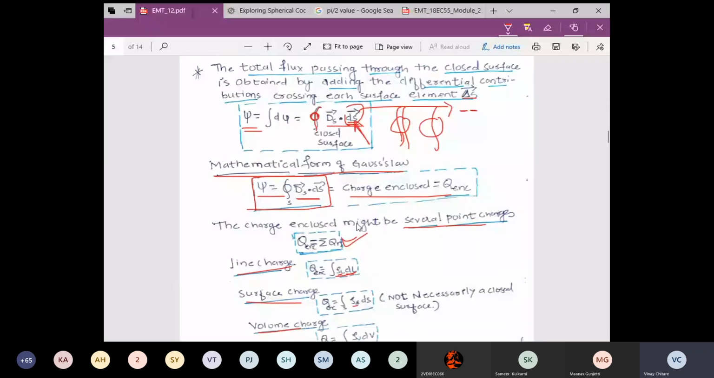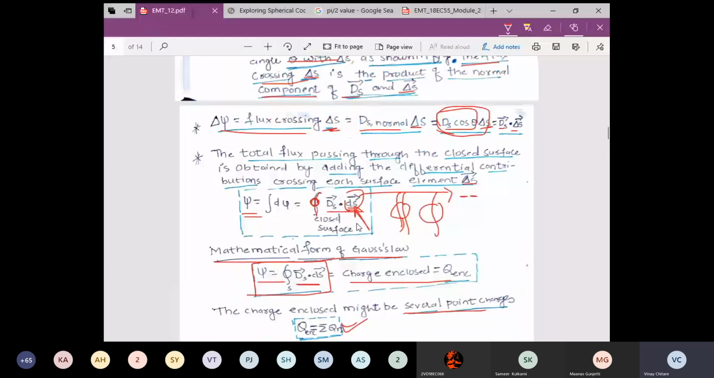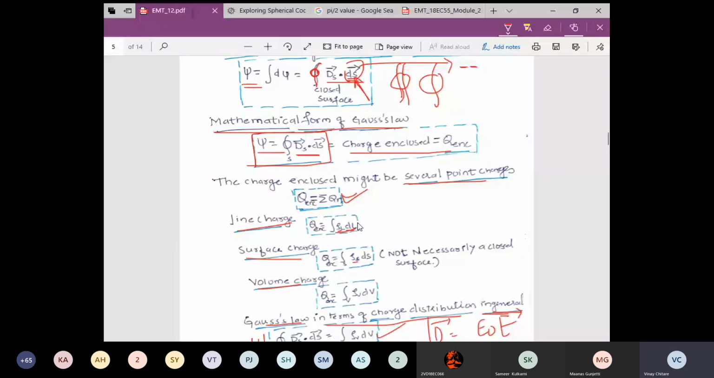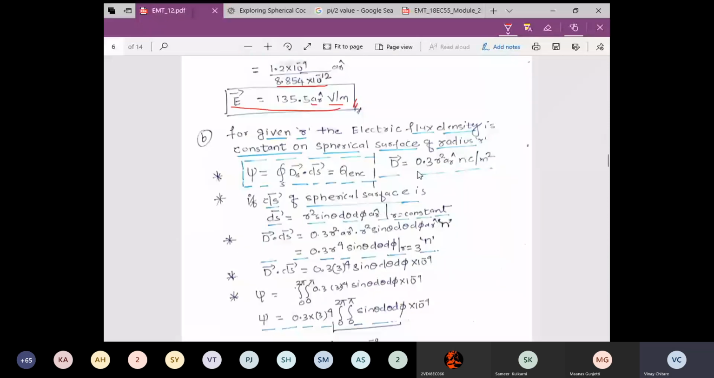because Gauss's law will help us find the total charge enclosed inside a closed surface. Okay, if you can find the flux, this is the mathematical form of Gauss's law. We can find Q enclosed if I can evaluate this integral. And to evaluate this integral, we need D and dS, and they have given the D to us. D is equal to 0.3 r squared a_r hat nanocoulomb per meter squared.